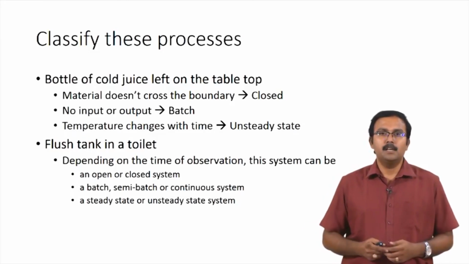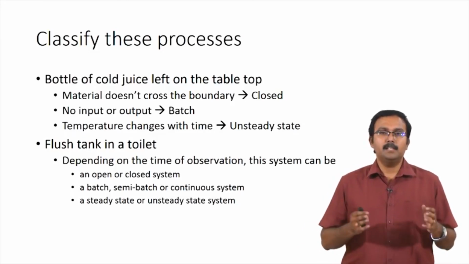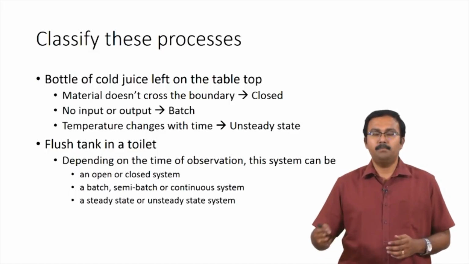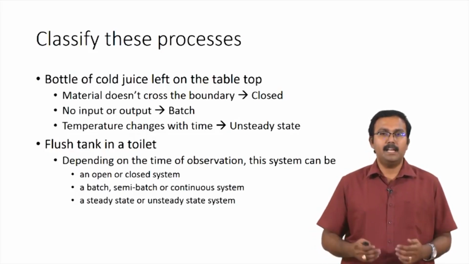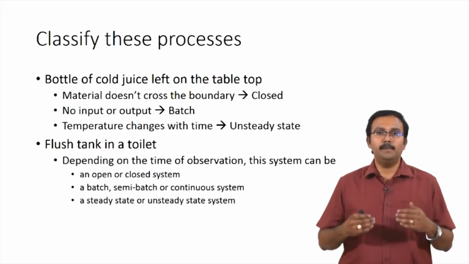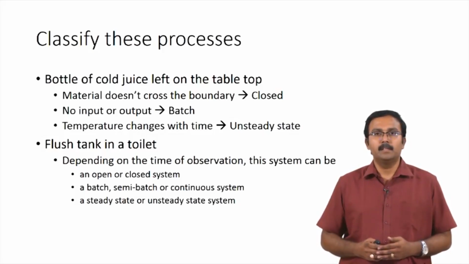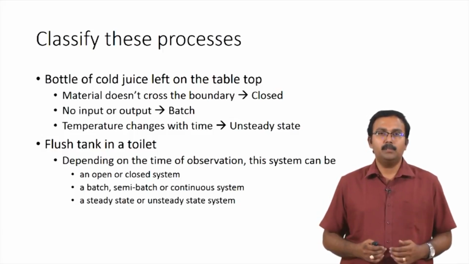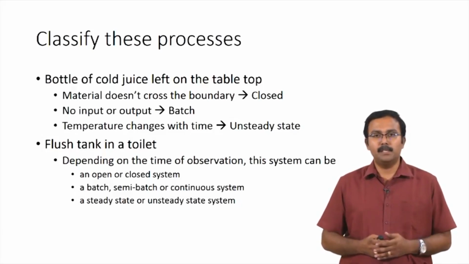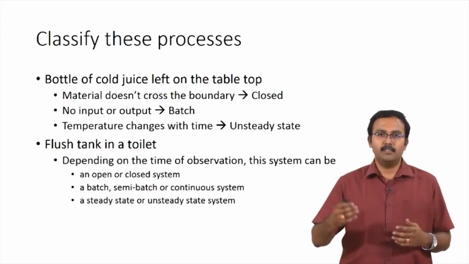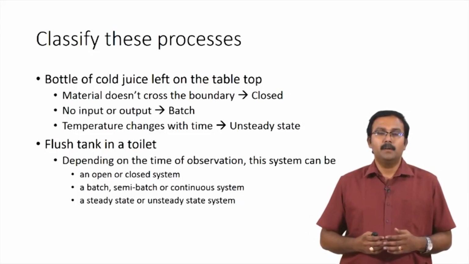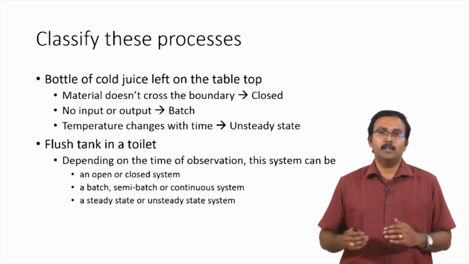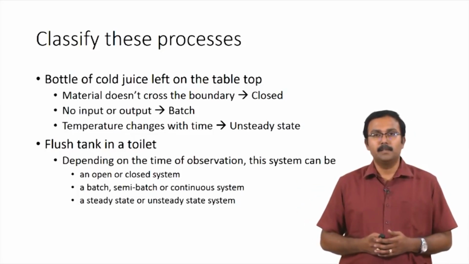So, this is because when you observe it, the system could actually have different inputs or outputs, and there could be a change in volume or there could be a steady state operation. When you turn the flush tank on, the water keeps coming out, which means the system becomes an open system, and there is also a semi batch system. During this time of flushing, you could also have water coming in, which would make it a continuous system.